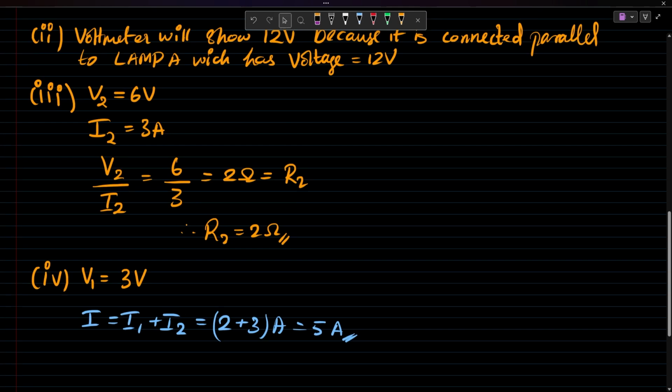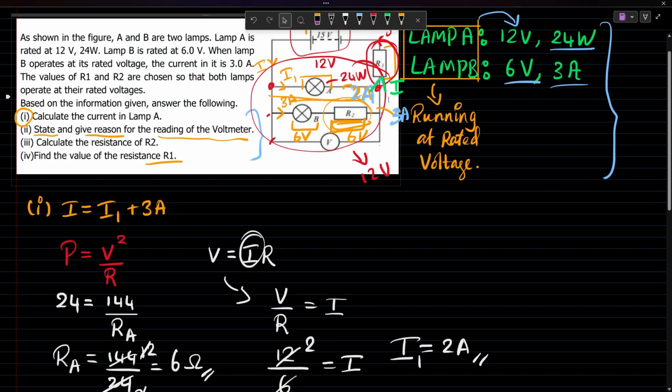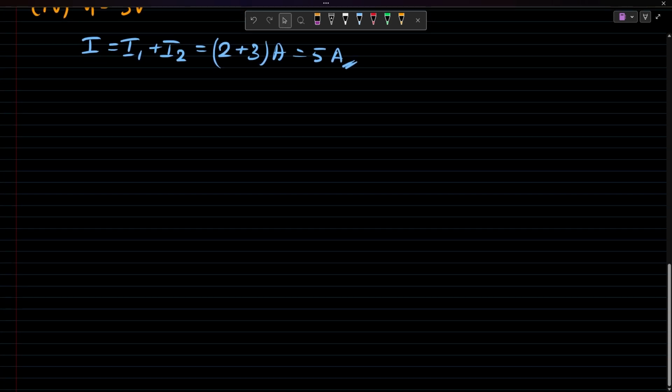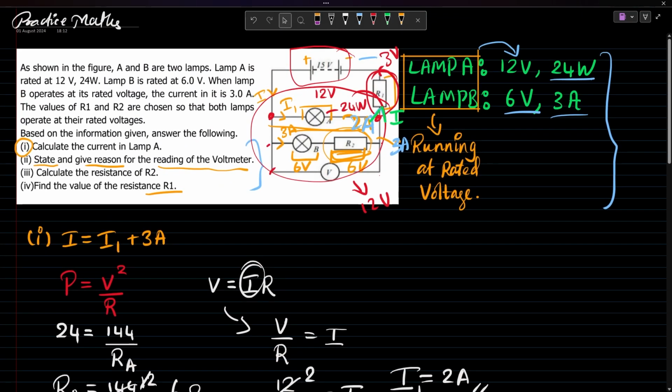So that means this resistor will experience I, the total current. I know it's getting messy. So we need to find the resistance: V by I is equal to R. The entire voltage it has is 3 volts, and the current is 5 amps. So the resistance is 3 by 5 ohms for R1. All right, so that's all for the question. That easy. So yeah, thanks for watching. Bye.